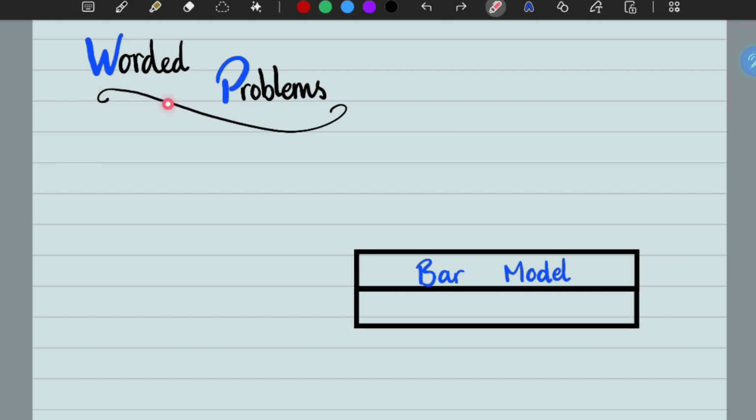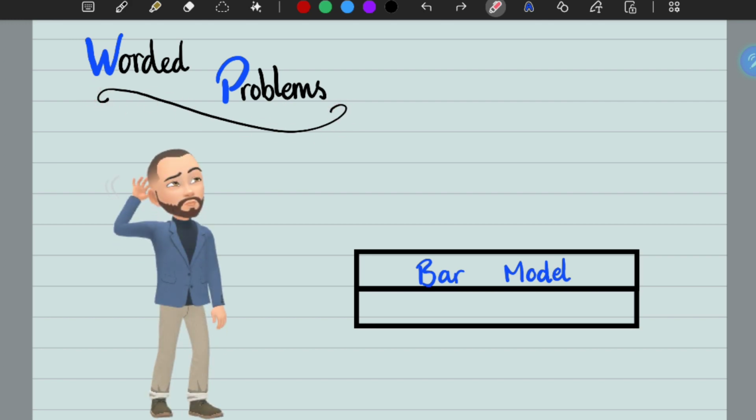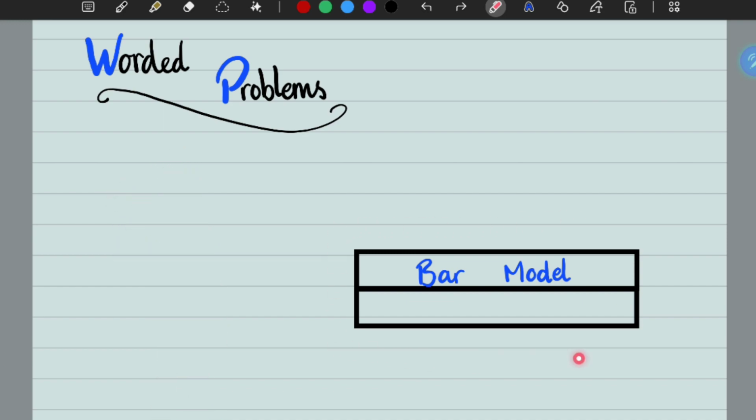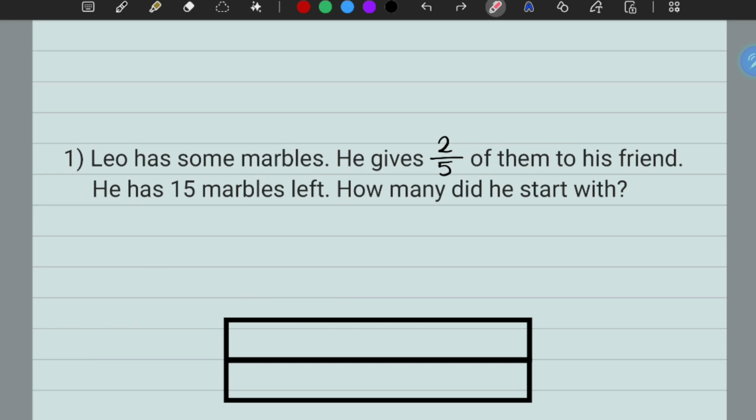Now, worded problems are always one of the trickiest things in primary school. And that's just because the maths becomes more of a story and an English problem than it does the actual maths. So in this video, I'm going to talk to you about the bar model and how to use it to help crack some of those really tricky problems in year 5 and year 6. So let's get into it and start with our first question.